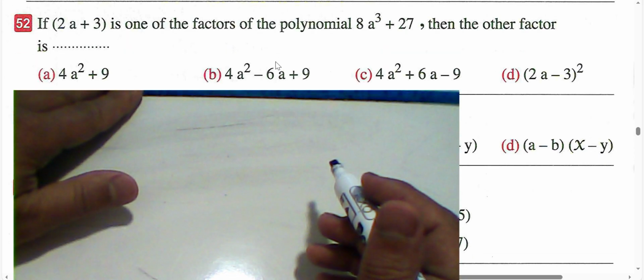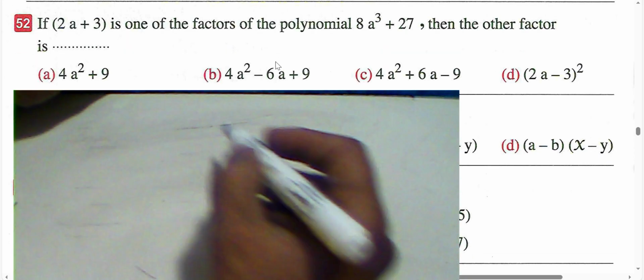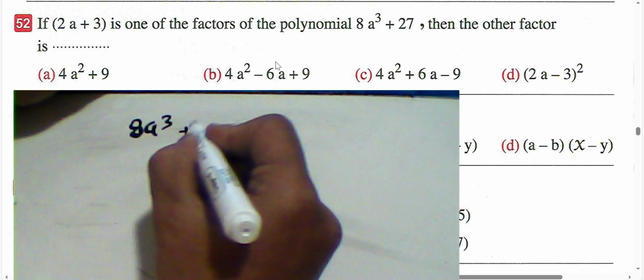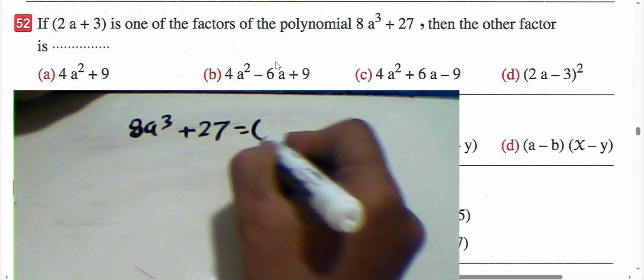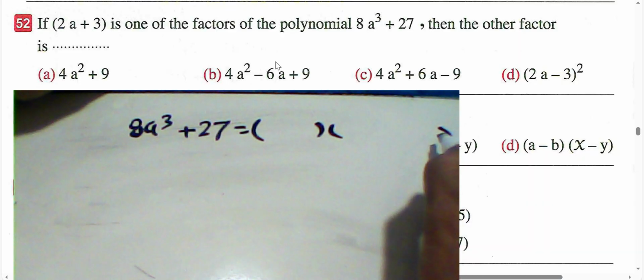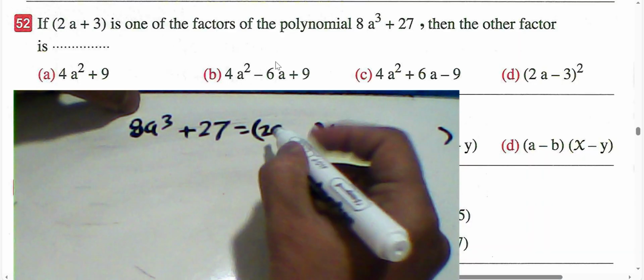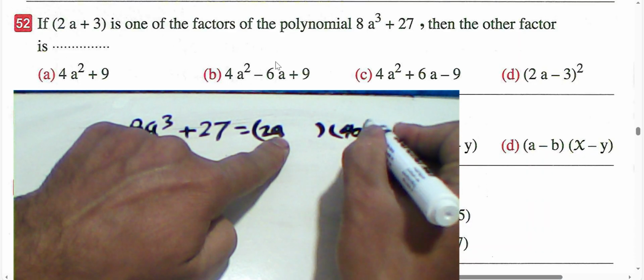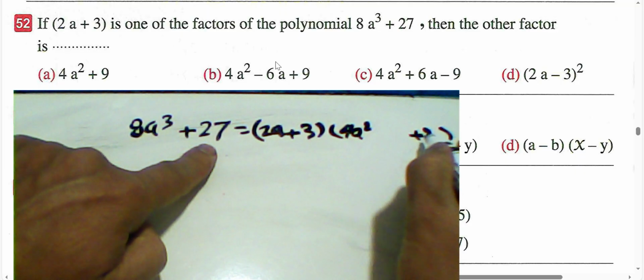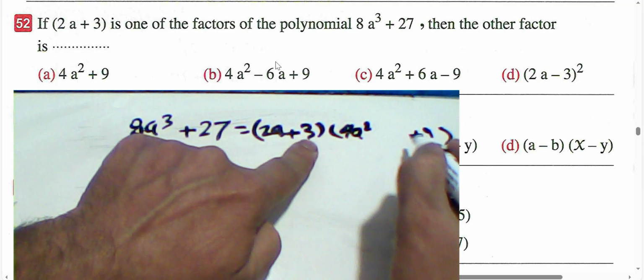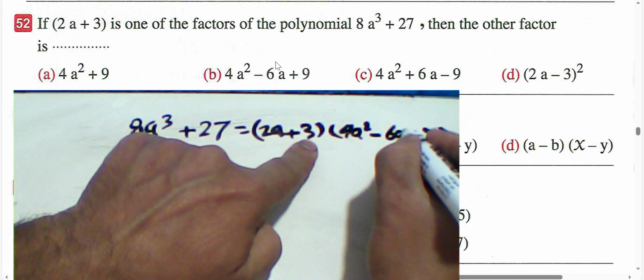If 2a plus 3 is one of the prime factors of 8a power 3 plus 27, then the other factor will be what? We can factorize this, open small brackets and greater brackets. Cubic root of the first, it will be 2a. Then 2a power 2, it will be 4a power 2. 27 cubic root of this with 3, 3 power 2 is 9. And the middle, we can write 2 times 3, 6, and change the sign, negative 6a.